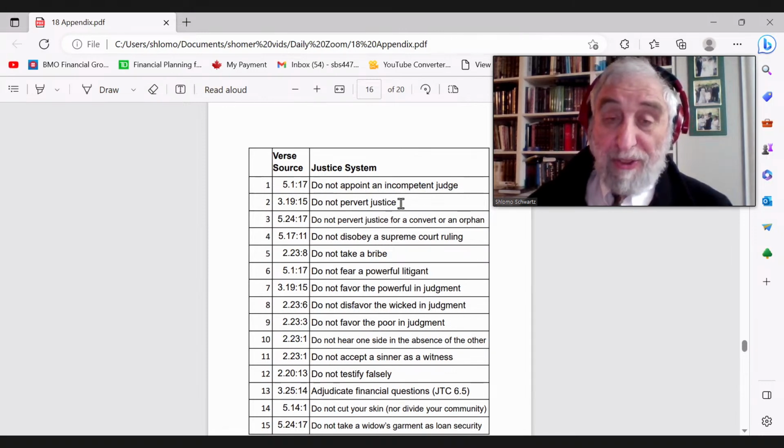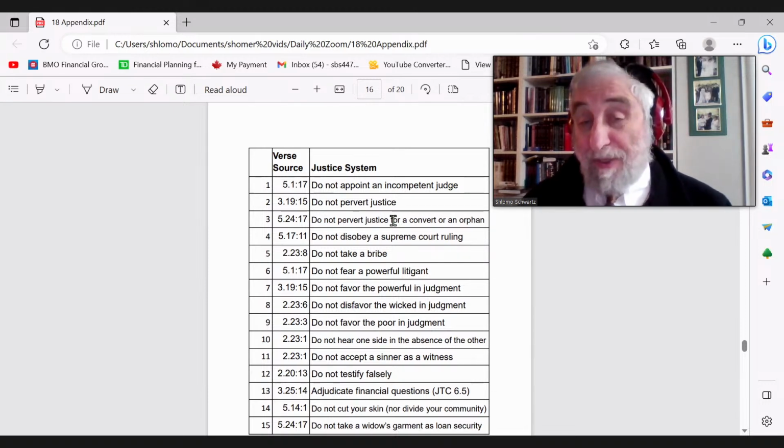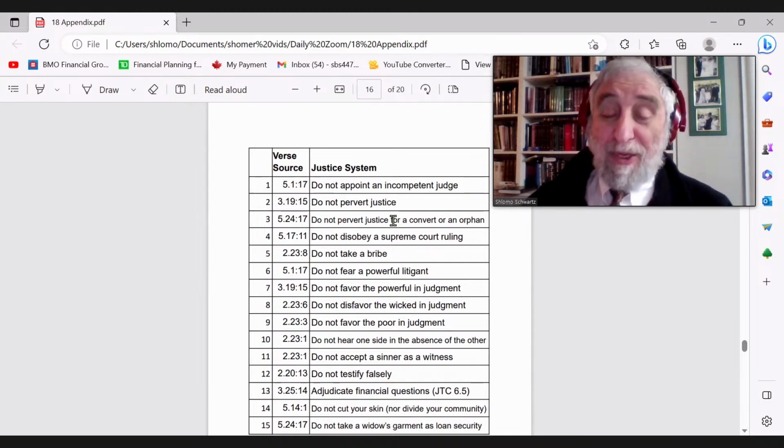Secondly, do not pervert justice, obviously, not to give the wrong ruling, even inadvertently, but certainly knowingly. And then, as we often find, do not pervert justice for a convert or an orphan. They don't have standing in the community, so there's a greater fear that you would take advantage of them and rule against them because they can't really get back at you.